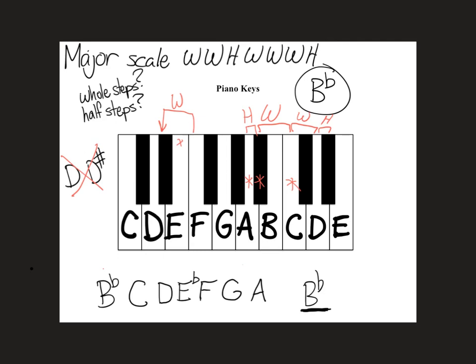So the one thing that you have to keep in mind is this order: whole, whole, half, whole, whole, whole, half. Using that, along with your piano keys sheet, which should tell you exactly how far apart each note is, figure out the major scales that are in your assignment.